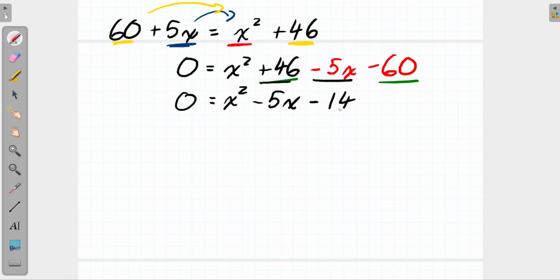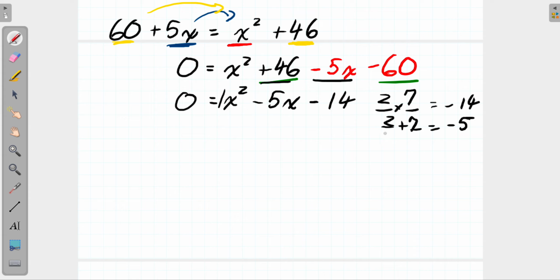This is a quadratic that is most likely something we can factor. If we quickly take a look, because it's an a value of 1, we need two numbers that multiply to whatever the c is, which is negative 14. And those same two numbers need to add up to negative 5 in this case. There we go. 2 and 7 work really nicely. 2 and 7, when you multiply them, become 14. But one of them has to be negative.